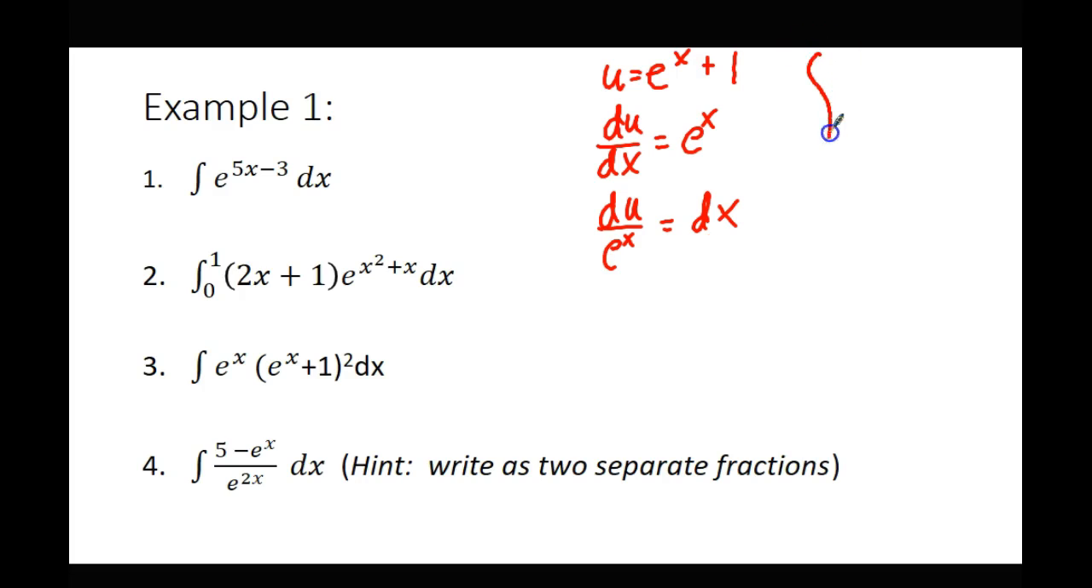So let's write it out. We have e to the x, u squared, du over e to the x, and the e to the x's go away. So now we have this. How do you integrate that?